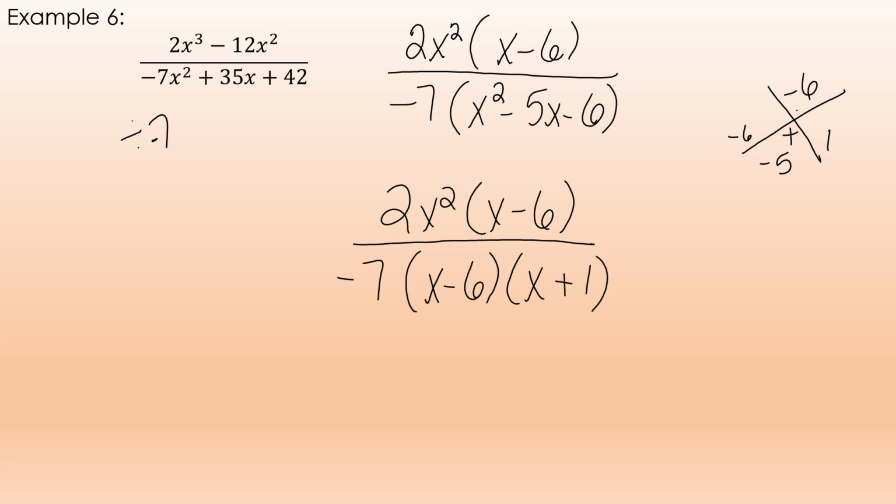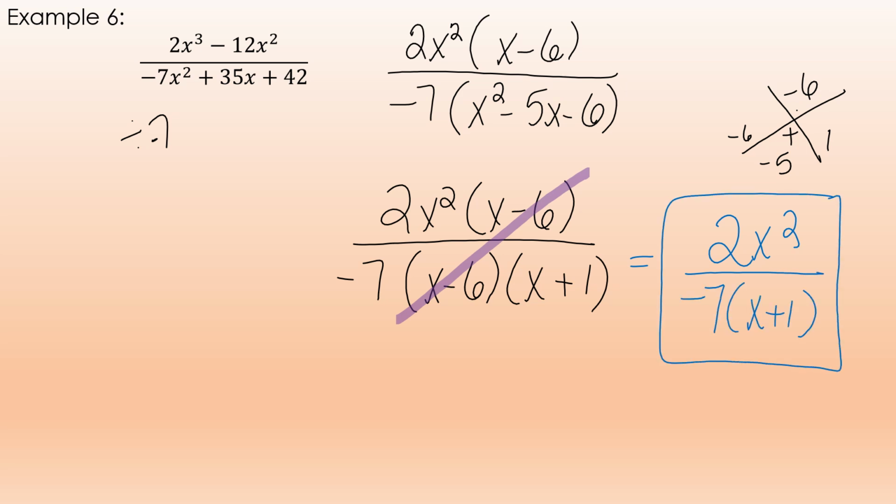We do have one factor that can be reduced. So when we simplify, our final answer is 2x squared over negative 7 multiplied by the quantity of x plus 1. Again, no need to distribute that negative 7 into the remaining part of your denominator. Just leave it, it's all good.